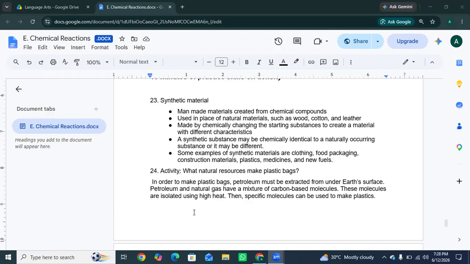Okay, so basically the first step is extraction: oil and gas are pumped up from deep under the earth's surface. This oil is full of carbon-based molecules. Workers use extreme heat to separate and isolate the exact chemical pieces they need. The next step is transformation: those specific molecules are linked together chemically to form the plastic sheets used to make bags.